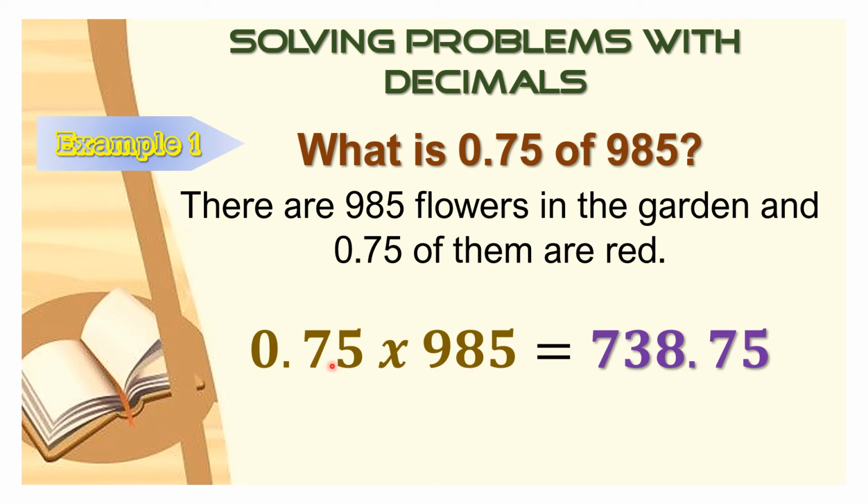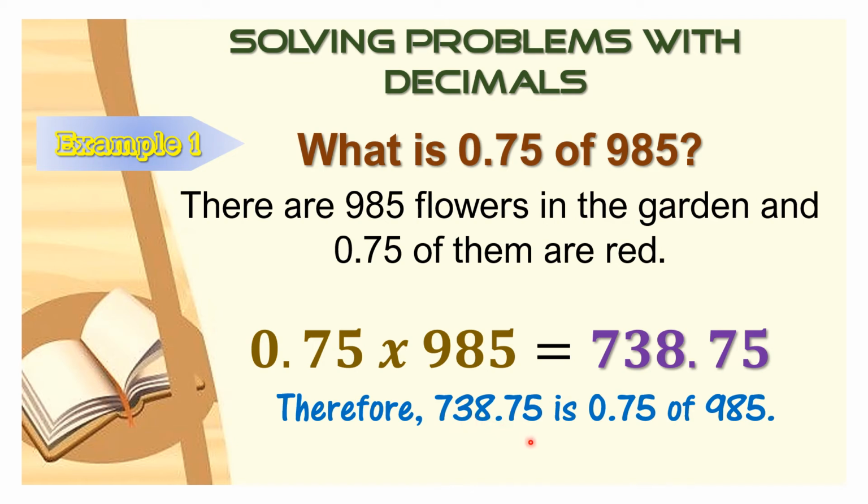So we have here 0.75 times 985. That is equal to 738.75. And therefore, 738.75 is 0.75 of 985.